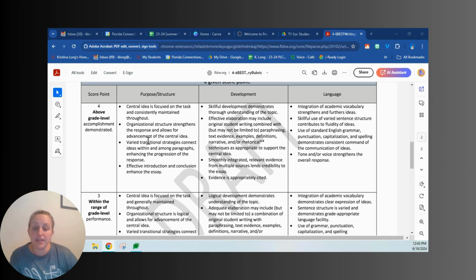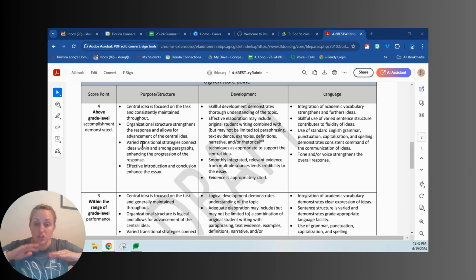You use varied transitional strategies to connect ideas within and among paragraphs. These are your transition words. So you use transition words throughout the essay to help it move along. Remember, we want our car to be going down a nice smooth road, and that's what transition words do. Those are what makes the road smooth. They make the essay make sense.